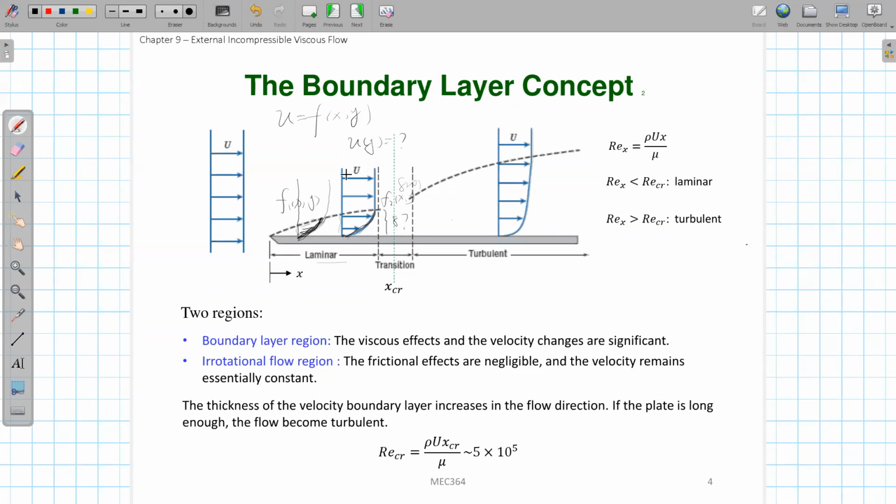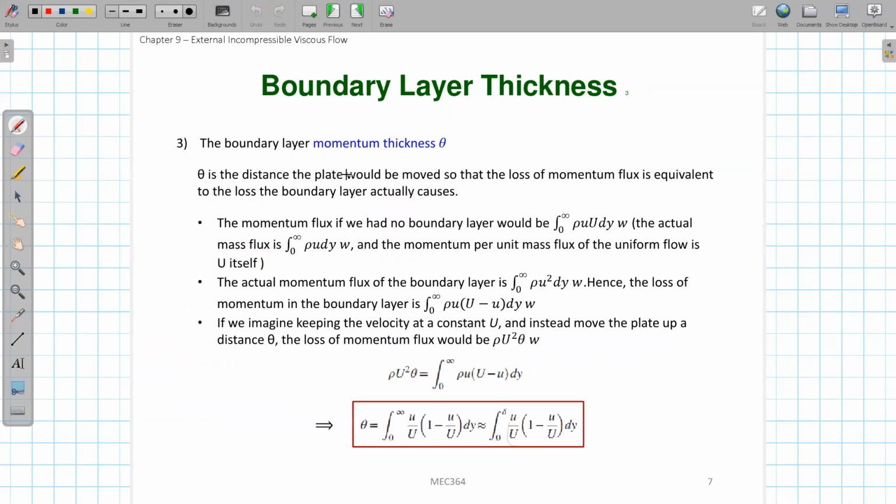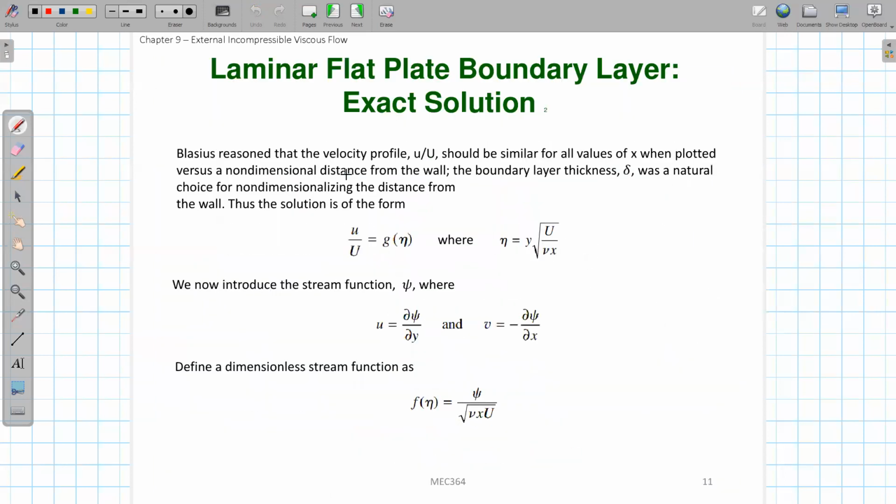So this assumption we call similarity. We assume that this velocity profile, small u over large u, is similar for all values of x when plotted versus a non-dimensional distance from the wall. And remember this non-dimensional distance: which value do we use to non-dimensionalize y? We just use delta to do that.